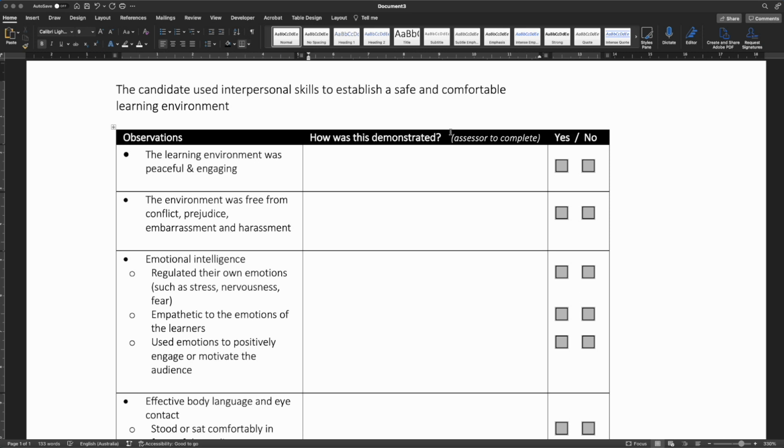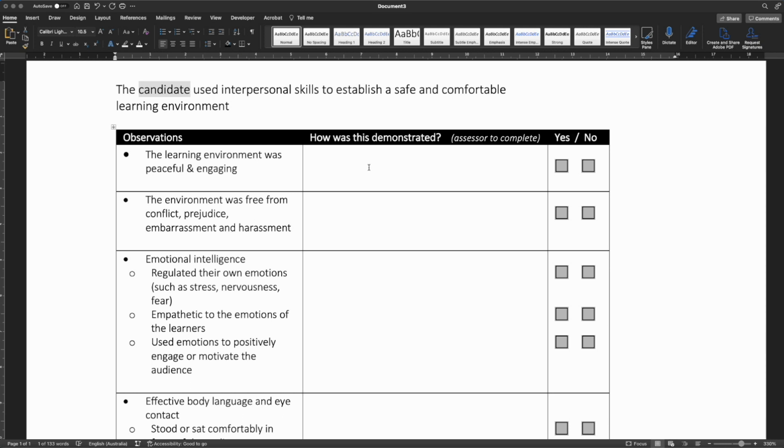So firstly, I've used the word candidate. The reason we use the word candidate instead of learner or student is that sometimes a person is undertaking an observation as a part of an assessment-only pathway. So it could be RPL, RCC, what they call verification of competency, and so on. So therefore, they're not a student, they're not a learner, they're just there to undertake the assessment. So we refer to them as candidates.